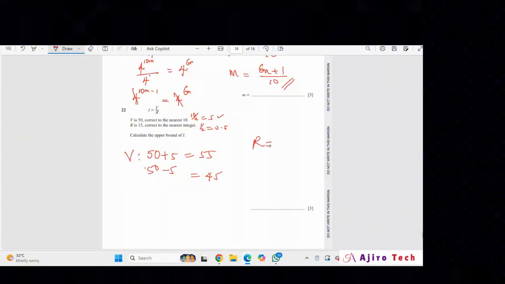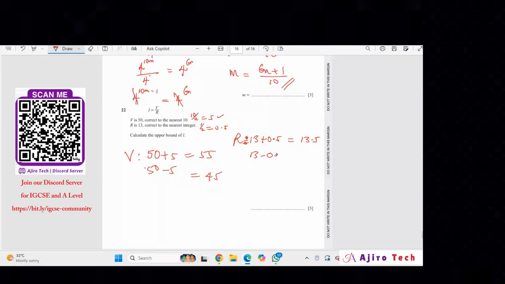Then let's get the range. For the range now, you are going to look at R, which is 13. So we have 13 plus 0.5. Excuse me, I need to redo this. So for the range, which is 13, we have 13 plus 0.5, which will give us 13.5. Then the other one will be 13 minus 0.5, which will give us 12.5.